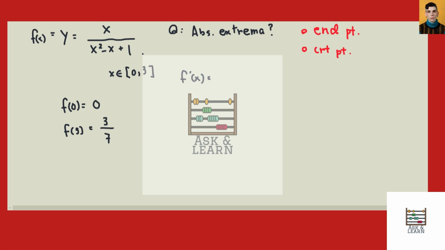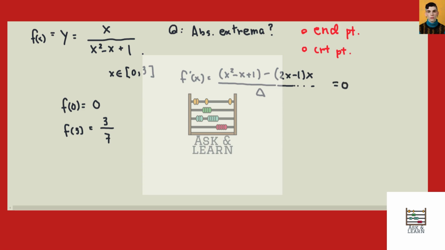This is a quotient, so we can use the quotient rule. So it is going to be x prime times the denominator. Of course, x prime is 1, so you will have x squared minus x plus 1 minus the denominator prime. So it is going to be 2x minus 1 times the numerator, which is x. Now, the denominator, of course, you're going to have to square it. So I'm just going to call it triangle. And the reason is I know that I'm going to let this equal 0.